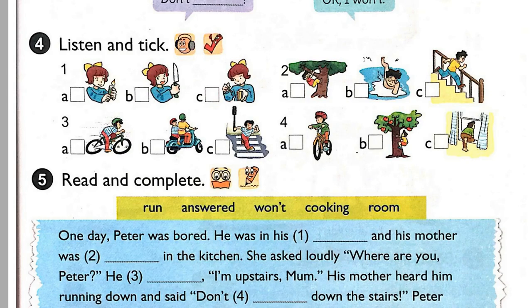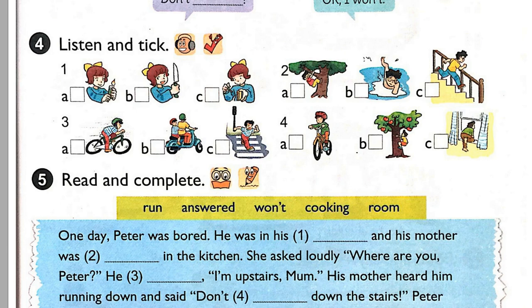Page 13. Activity 4. Listen and tick. 1. What are you doing with the knife, Mary? I'm cutting the fruit. Don't play with the sharp knife. You may cut yourself. Okay. I won't, Mom.